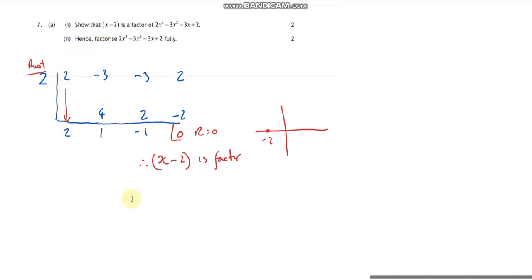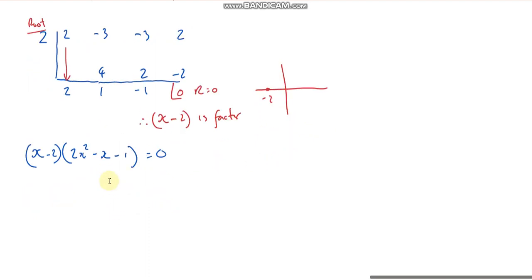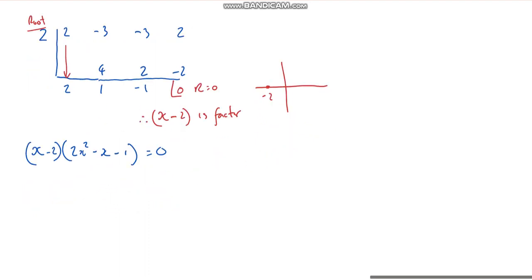And then factorise fully. So then it's saying, okay, what have you got? Well, I've got x take away 2. And this bit here becomes 2x squared take away x take away 1. And I'm factorising, so I'm saying, well, let's put it equal to 0. Where does it cross the x-axis? Where is y 0? And we're just factorising. So I'll just go over here and factorise this separately.